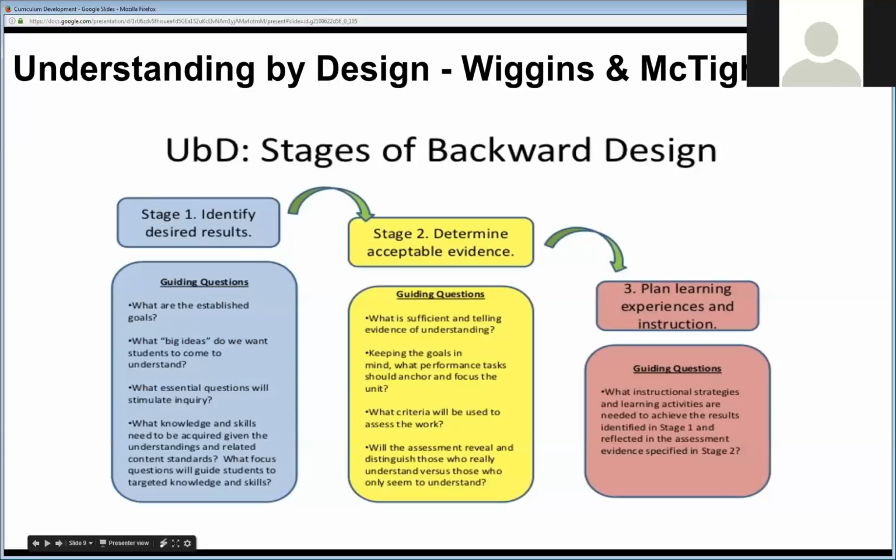Are we comfortable with those 3 stages as I take a moment to breathe? I don't want to bore you, but I also don't want to go too fast. That's kind of the fear of doing webinars.